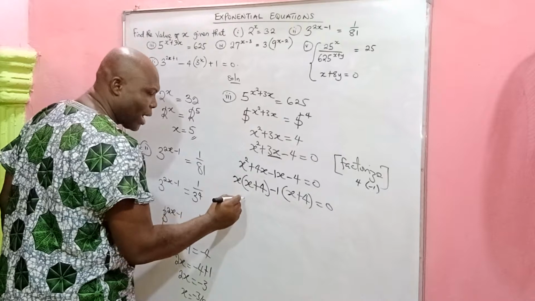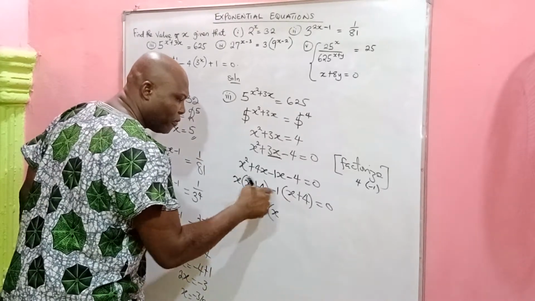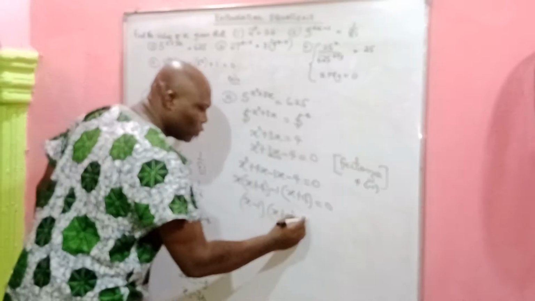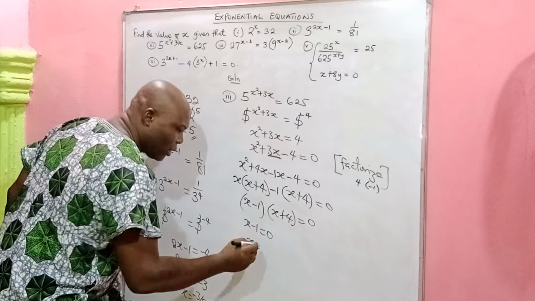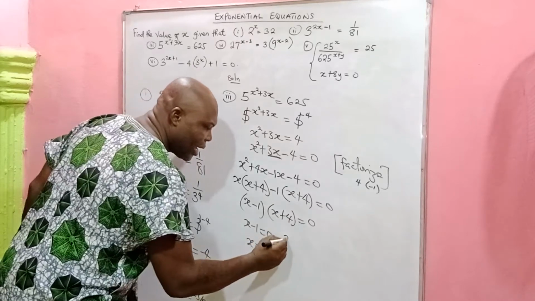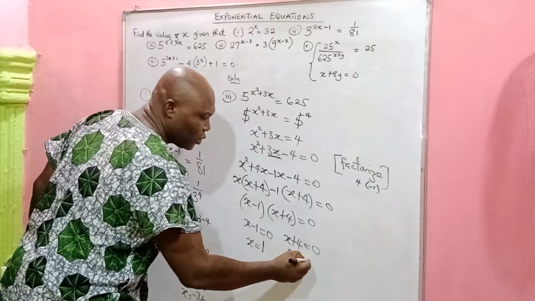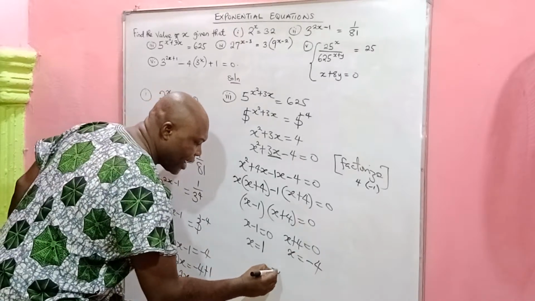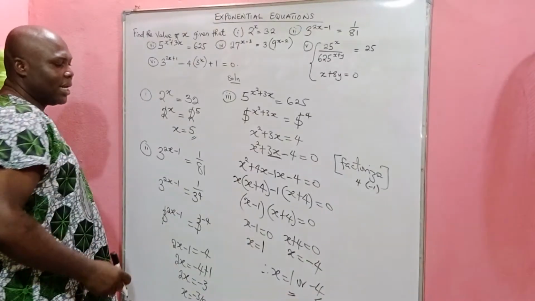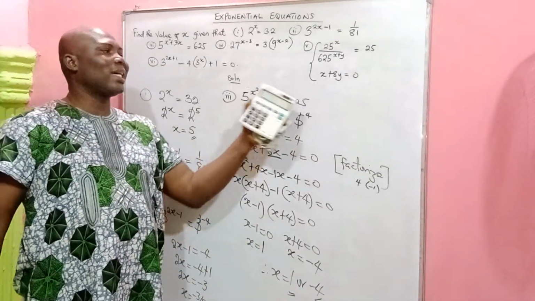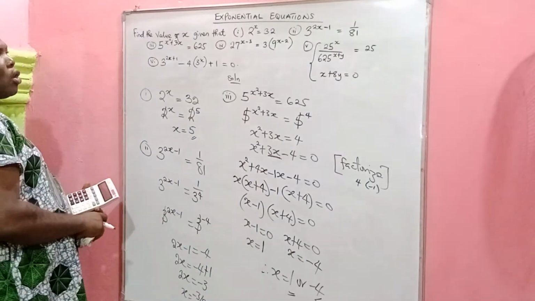So we're having x minus 1 and then x plus 4 all equals to 0. If x minus 1 is 0, x will be equals to minus 1 crosses to be plus 1. Here, if x plus 4 is equals to 0, x will be equals to plus 4 crosses to be minus 4. Therefore, x will be either 1 or minus 4. Therefore, it means that x has to be 1 or minus 4 to satisfy these exponential equations. So we are done with number 3.